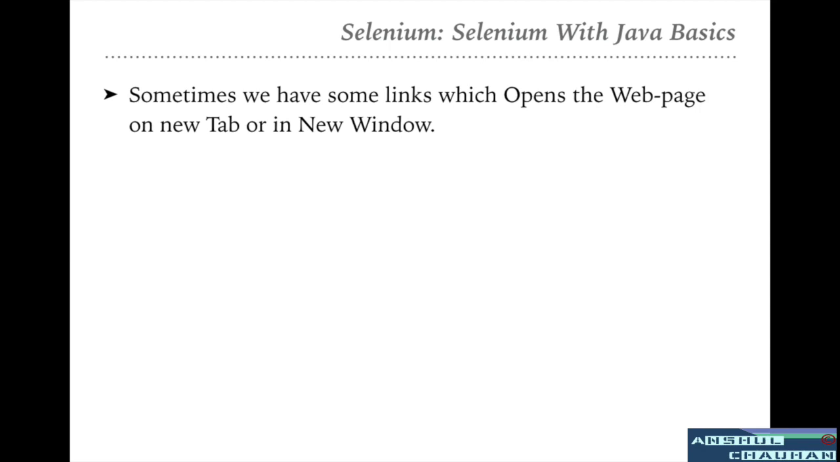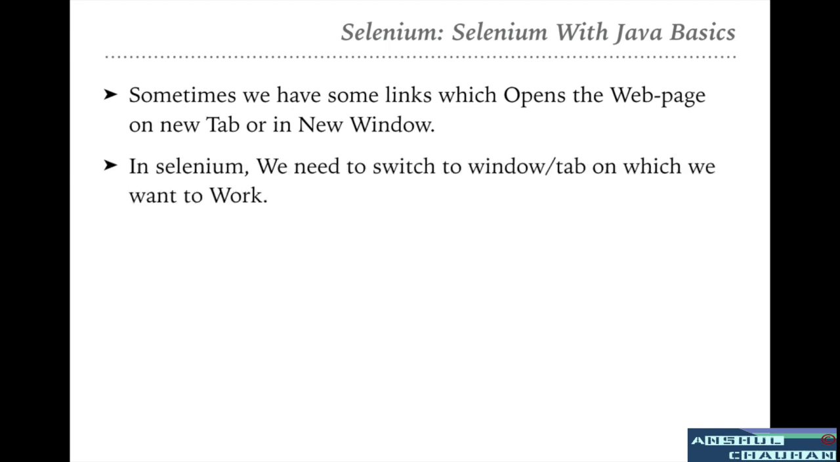If our application has this kind of functionality, like when we click some particular button or link, then that link is opened in a new tab or a new window. How can we automate these kinds of scenarios? In Selenium, we need to switch between the windows we want to work on. When working with multiple windows or multiple tabs, we need to switch to that particular window or tab on which we want to work.